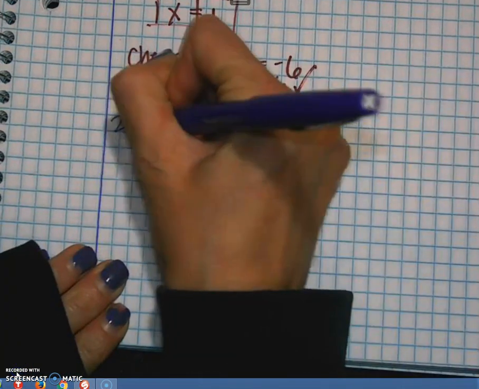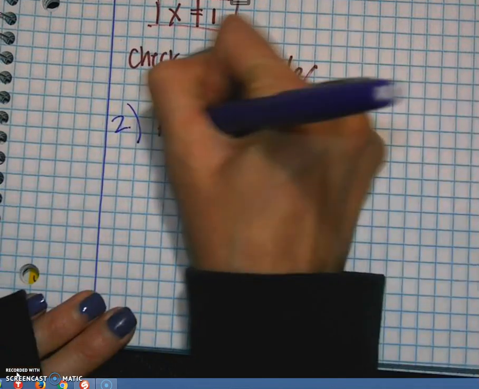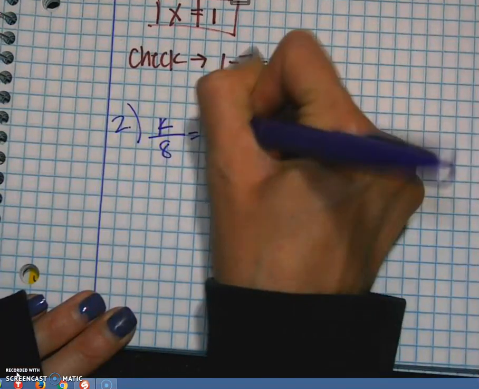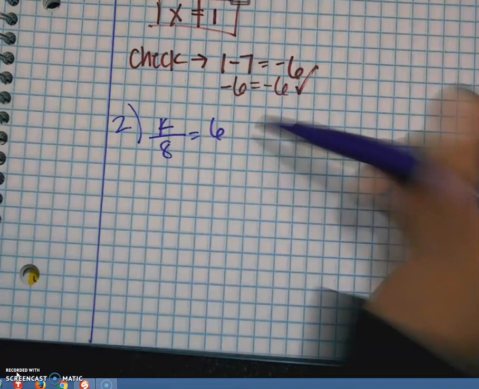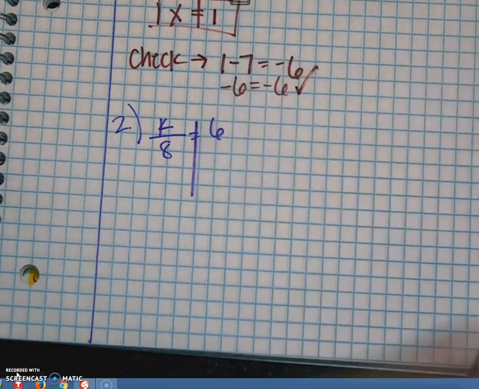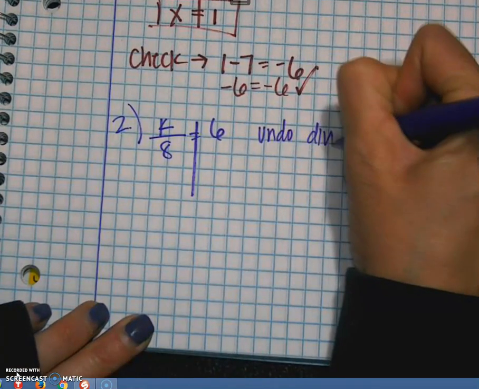Now, the second problem is going to be similar. You've seen it before, and I noticed we struggled with it. So I'm going to have k over 8 equals 6. Okay? So that's saying k divided by 8 equals 6. So again, I'm going to draw my mirror just to remind me, and then we need to undo division.